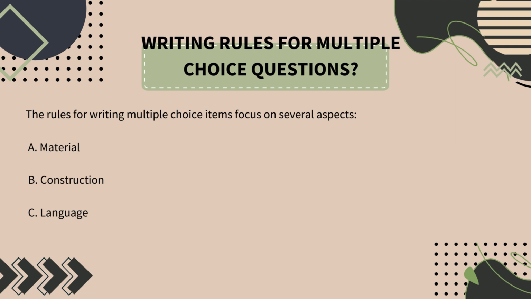Use none of the above with caution and only when there are absolutely correct answers to the question, so that none of the available options are partially correct. Vary the position of the correct option. Make sure there is only one best or correct answer.